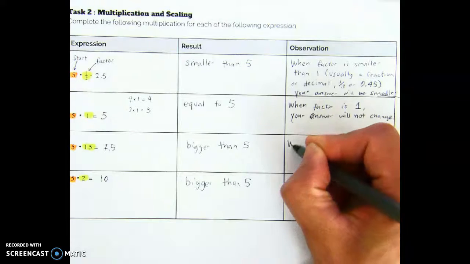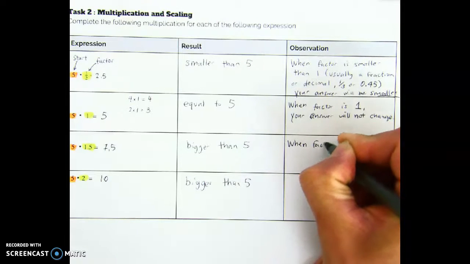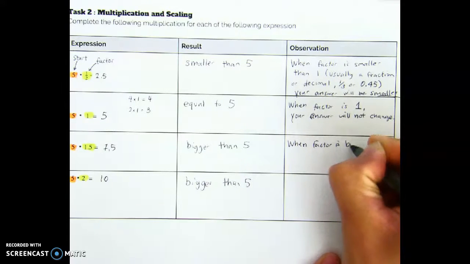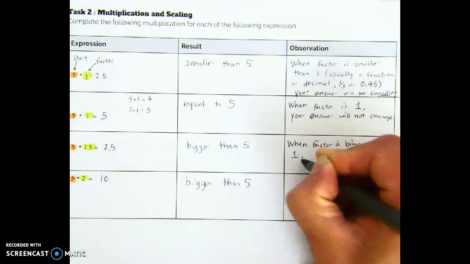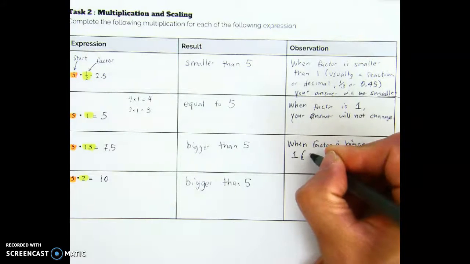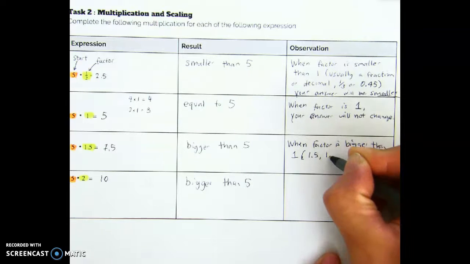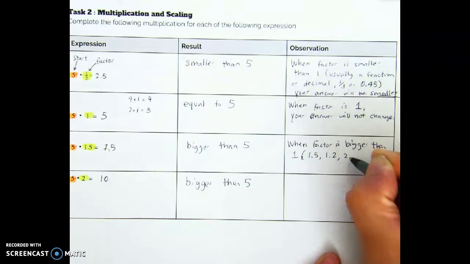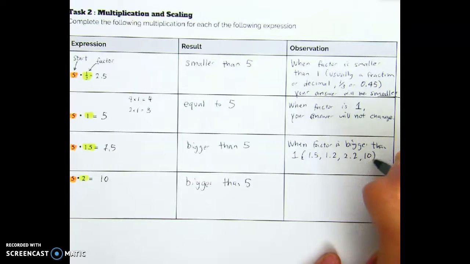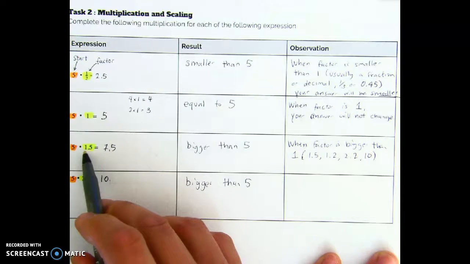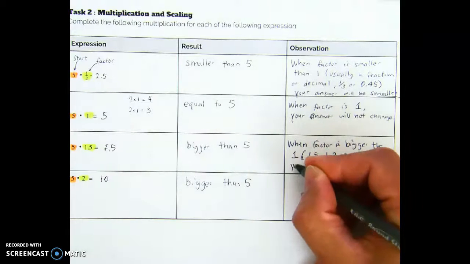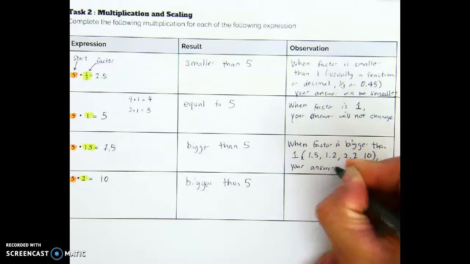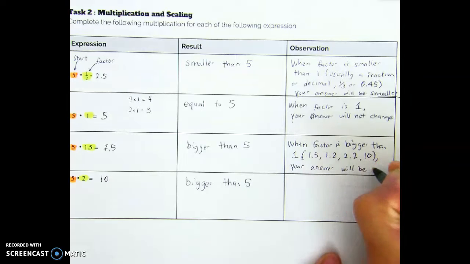So here, when the factor is bigger than 1, so for example, this might be 1.5, it might be 1.2, it might be 2.2, it might be 10. Whenever you multiply a factor that is bigger than 1, your answer will be bigger.